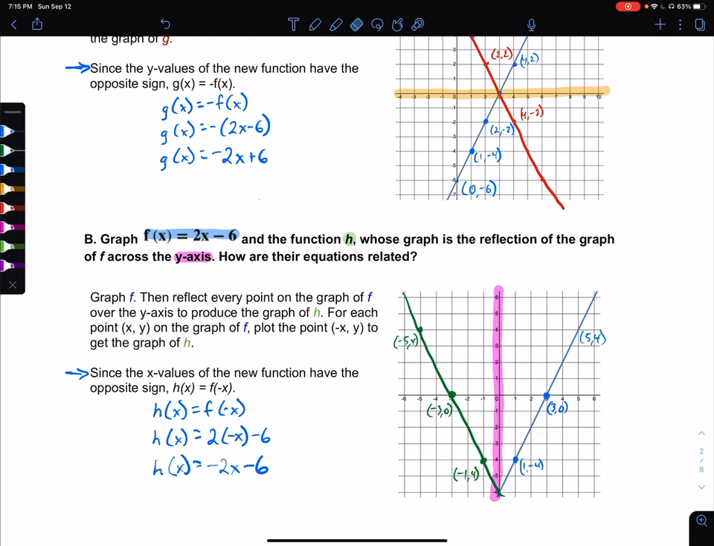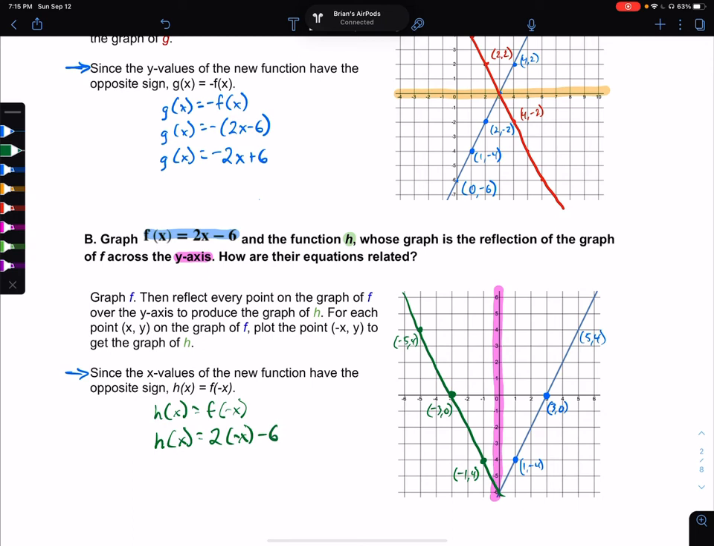I'm quickly going to rewrite this in green because that was supposed to be in green. And the one above should have been in red, so I apologize for that. So h of x is equal to f of negative x. H of x is equal to 2 times negative x minus 6. So h of x is equal to negative 2x minus 6. And that's where we have this.